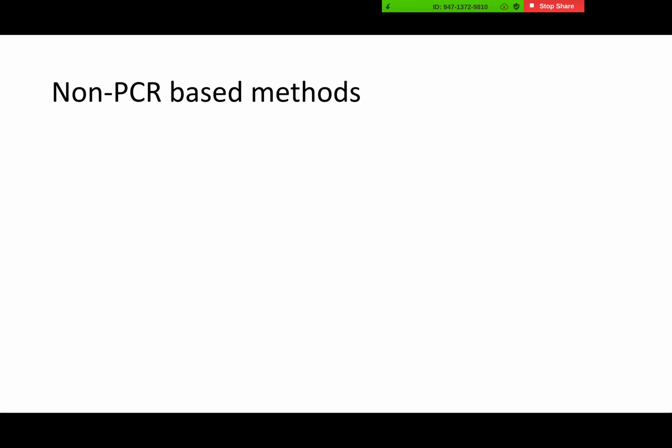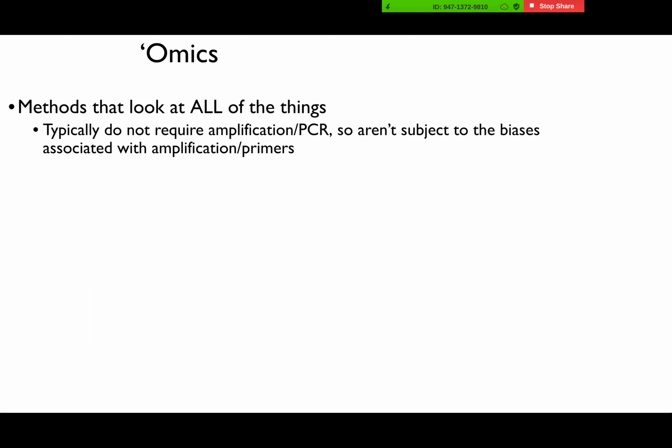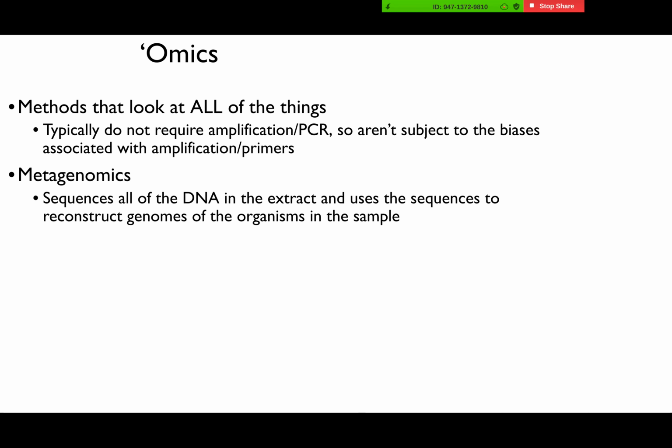So moving on, we're going to talk about some non-PCR based methods, and these require us to first talk about omics. These are methods that look at all of the things present in a sample. They don't require PCR amplification at all, and so they're not subjected to all those biases that I just mentioned that are associated with PCR. The first one is metagenomics, where we sequence all the DNA in an extracted sample and use the sequences to reconstruct genomes and metabolic pathways in a given environmental sample.